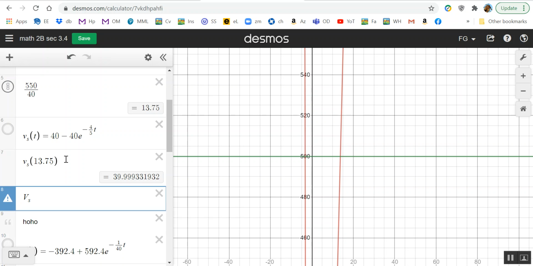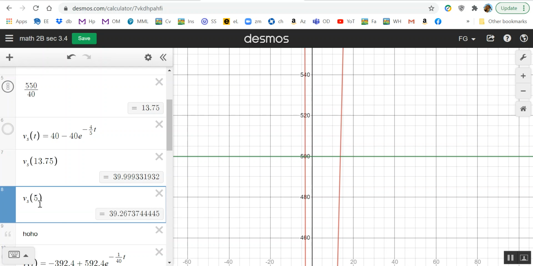Whoops, that's a capital. That's no good. Lower v sub s. Oh, I'm really screwing up, huh? V sub s of, I don't know, 5. And it'll give you the velocity at 5 seconds. Wow, that's very similar to the velocity at 13.75 seconds. Let's graph that velocity and see what it looks like.